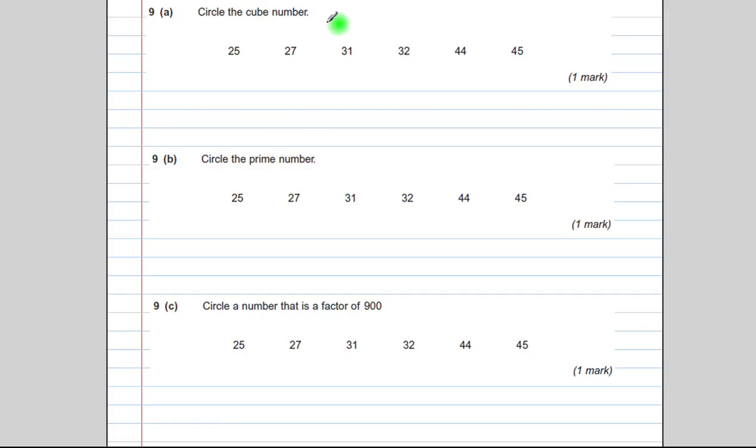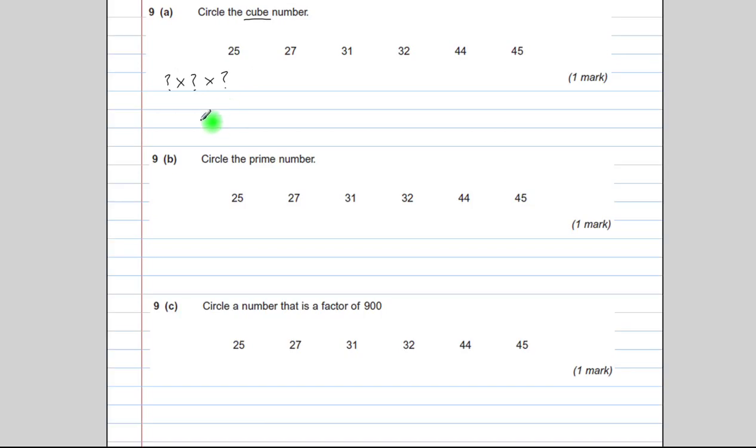Question 9, part A. Circle the cube number. So a cube number is the answer when you multiply something by itself 3 times. So we want something multiplied by something multiplied by something, which is going to give us one of these. Now, these question marks all have to be the same number if we're looking for a cube number.